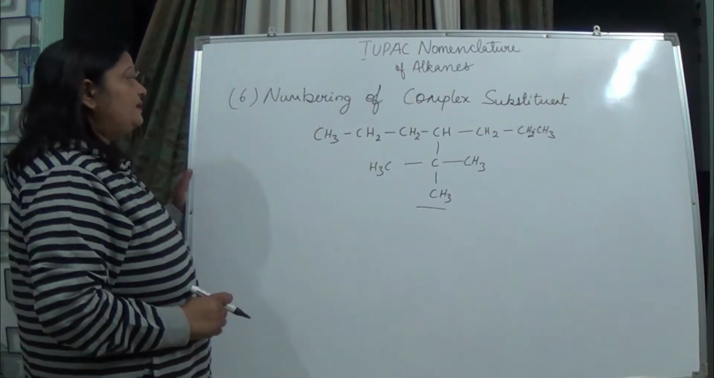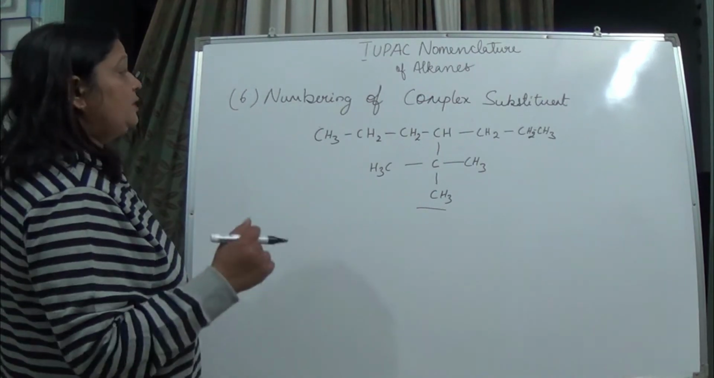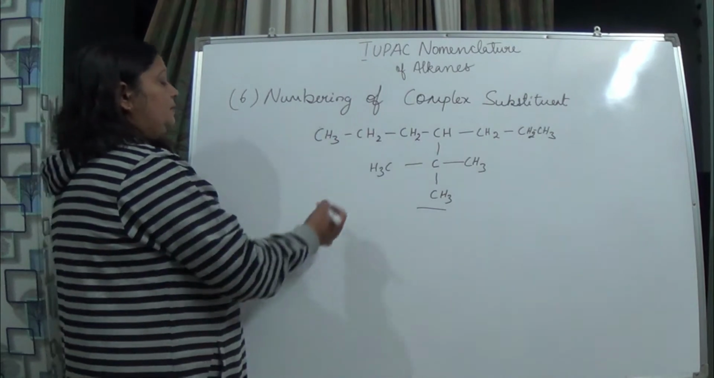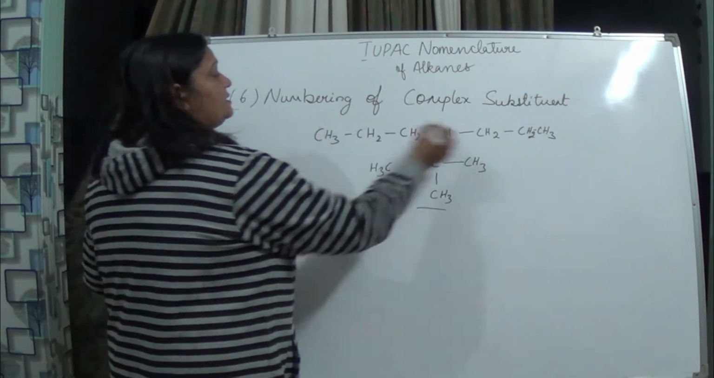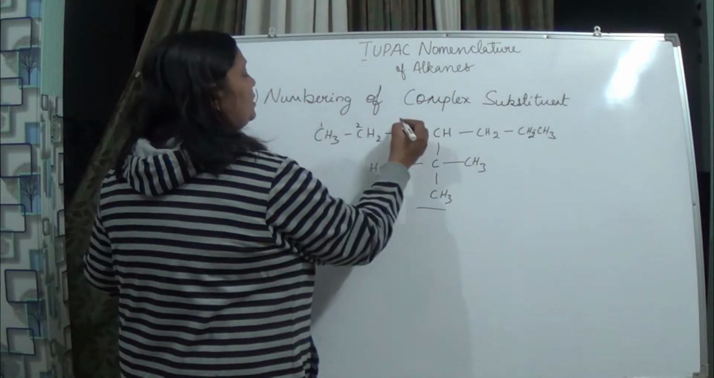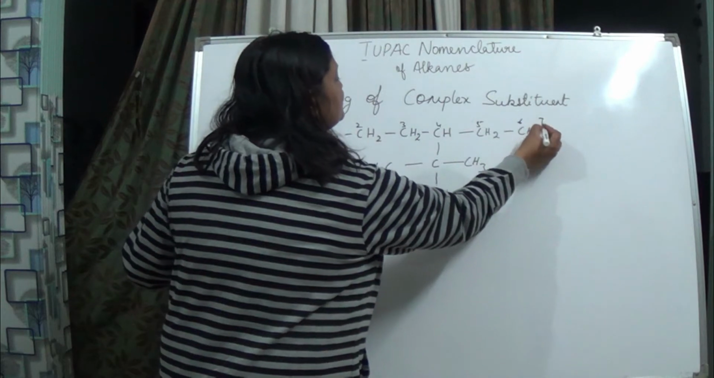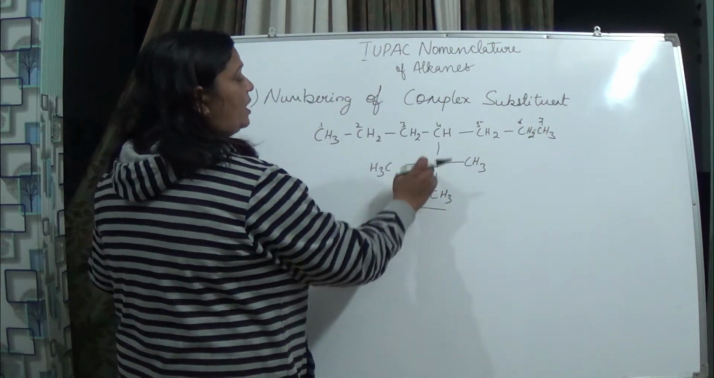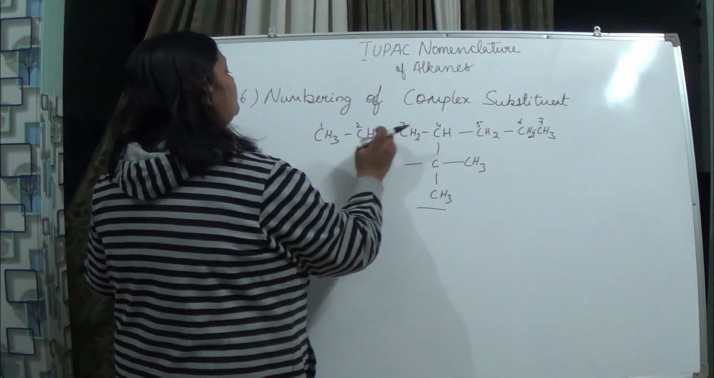Now let us do the numbering of the complex substituents or the branch. Here I have taken an example. Let us try to solve this. Take out the IUPAC name of this compound. So here if we are counting this, 1, 2, 3, 4, 5, 6, 7. It's all right. Now let us see from other sides also. 1, 2, 3, 4, 5, 6 only. 1, 2, 3, 4, 5, 6.